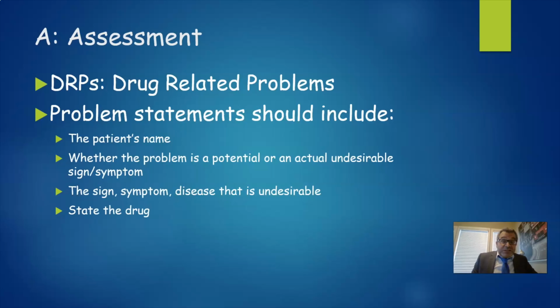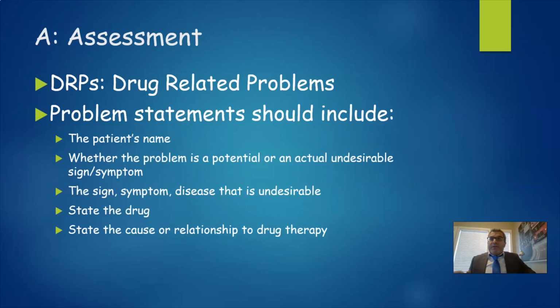You need to state the drug name. Because of what? The patient is getting gentamicin, for example, an aminoglycoside, or anything that could cause nephrotoxicity. Okay? And then you state the cause or relationship to drug therapy. Why do you expect this could be a potential problem, right? This could be a drug interaction, could be a common side effect for the medication, could be a very high dose, or a small dose that's not effective. So that's something that you think about.